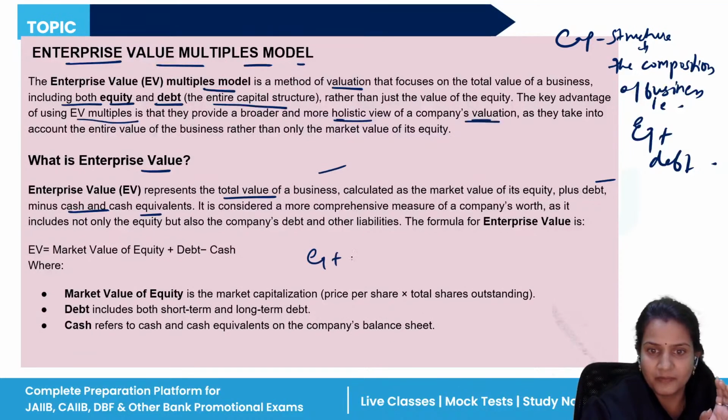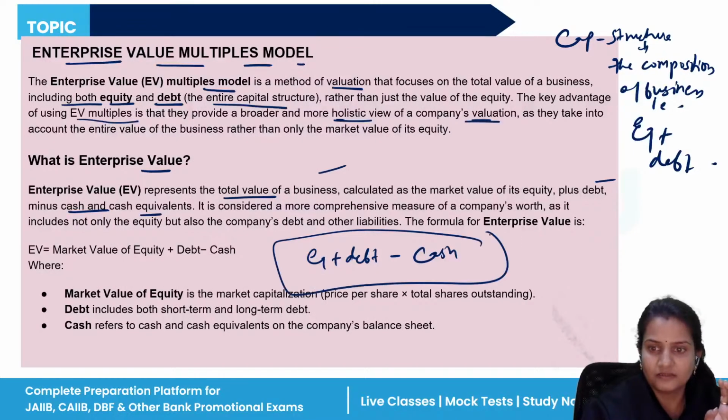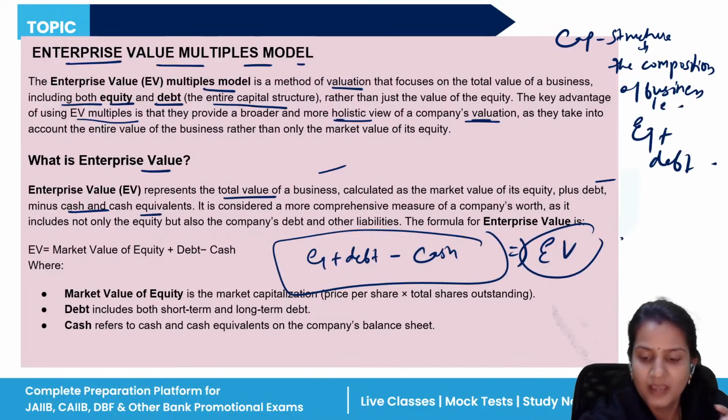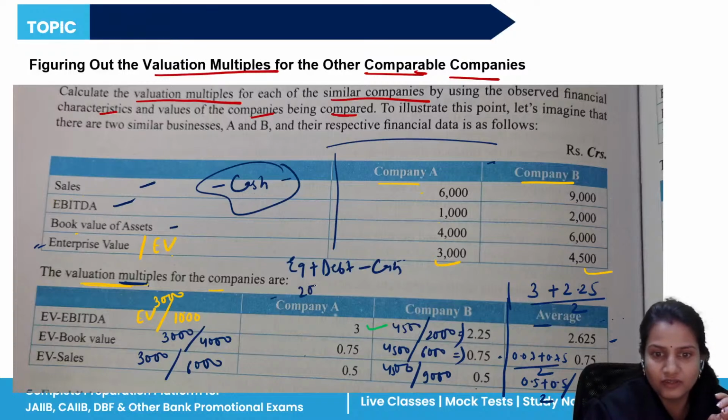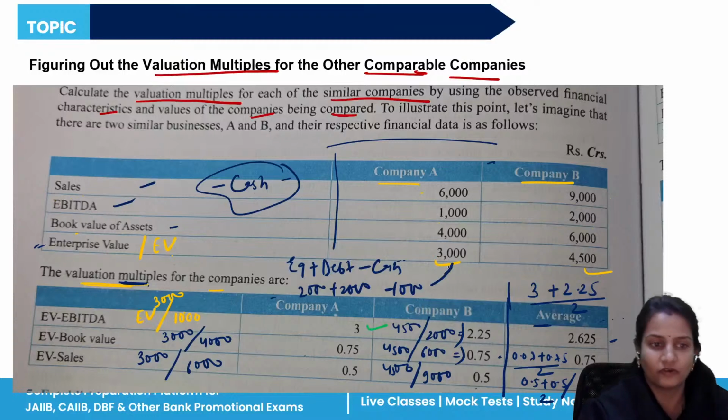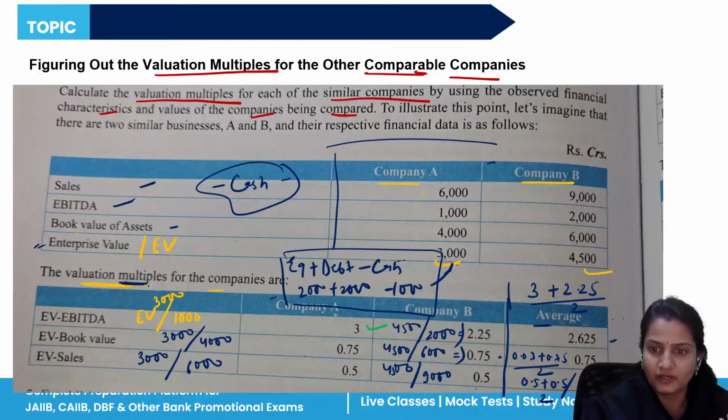So equity plus debt minus cash. That is what? The enterprise value. But if you see, the enterprise value is already given to you as 3,000. Suppose they give that equity plus debt minus cash: equity is 2,000 plus 2,000 minus 1,000. So 3,000 will be the enterprise value. In this example, the enterprise value was already calculated and given to you.